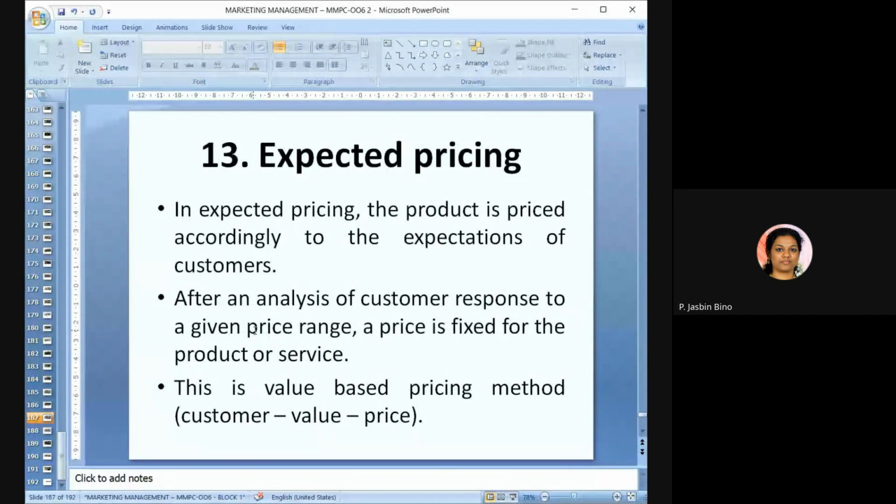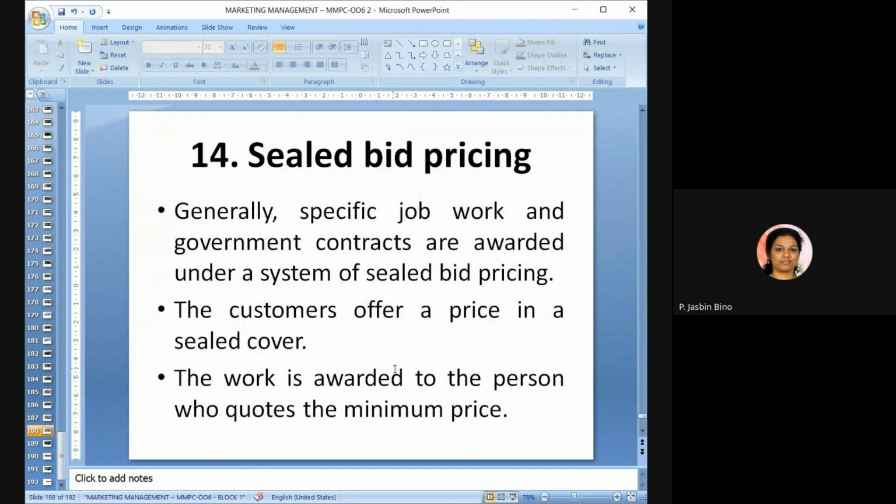The next one is expected pricing. So the product is priced according to the expectation of the customers. So they'll be analyzing the customer's response in the given price range, and the price will be fixed based on the expectation of the customers. This is a value based pricing method. Then sealed bid pricing. This is normally for specific job work and government. For government contracts, they'll be bidding the price in a sealed cover. So customers will be offering a price inside a sealed cover, and the contracts will be given to the bidder who quotes the minimum price. That is sealed bid pricing.